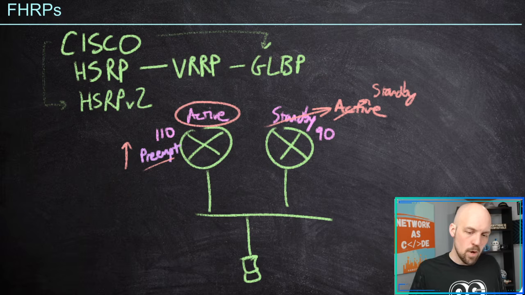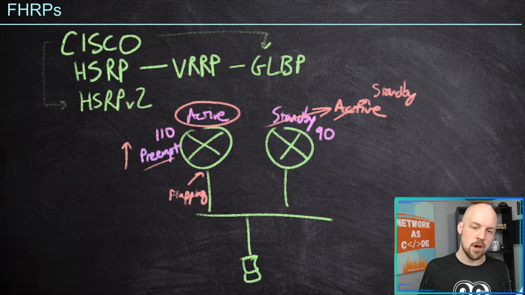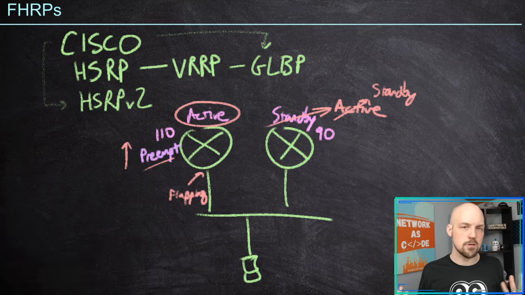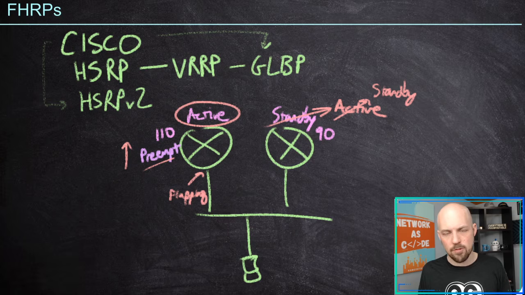Now, why would I not want to do this? Well, what if this link right here is flapping? It goes up, it goes down, it goes up, it goes down, maybe every 30 seconds or so it changes states. So after 30 seconds, it comes back online, it preempts, it grabs control back from the other router, but then it goes down again. That introduces network instability.